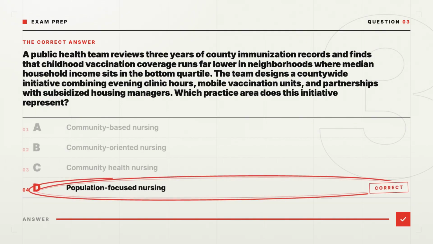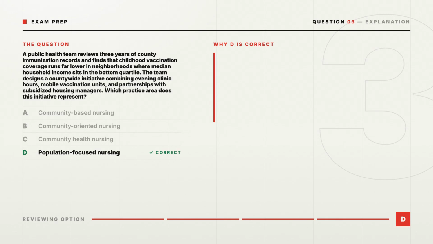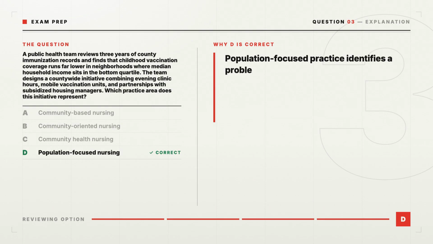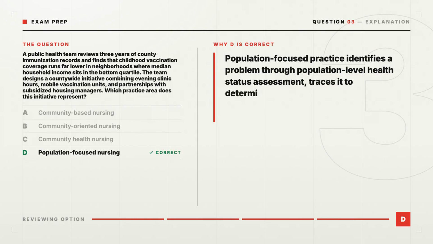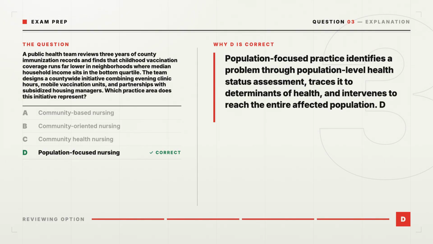The correct answer is D. Population-focused nursing. D is correct because population-focused practice identifies a problem through population-level health status assessment, traces it to determinants of health, and intervenes to reach the entire affected population. Data revealed the coverage gap. Income was identified as the underlying determinant, and the response reshapes access countywide.